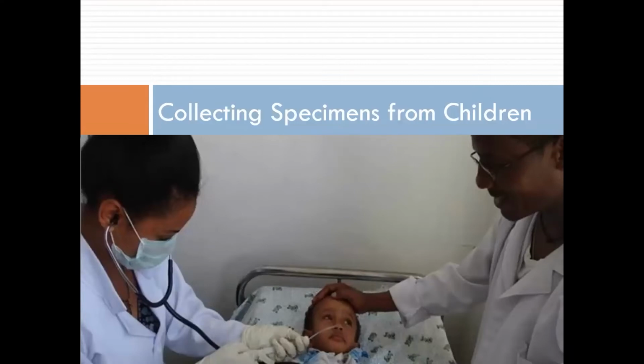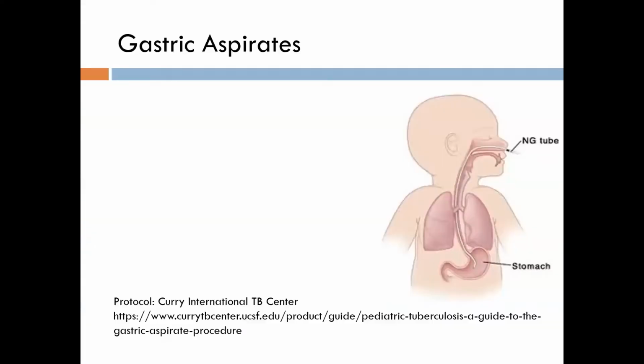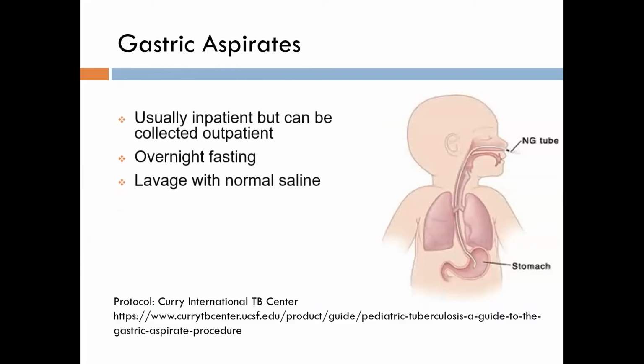So what about collecting specimens from children? Young children are not great about coughing up sputum, so sometimes we have to use other methods. On the Curry International TB Center, there is a protocol for getting nasogastric aspirates from children. The theory is in kids with pulmonary disease, overnight, the respiratory cilia will bring up the bacteria from the lungs, which will be swallowed into the stomach.